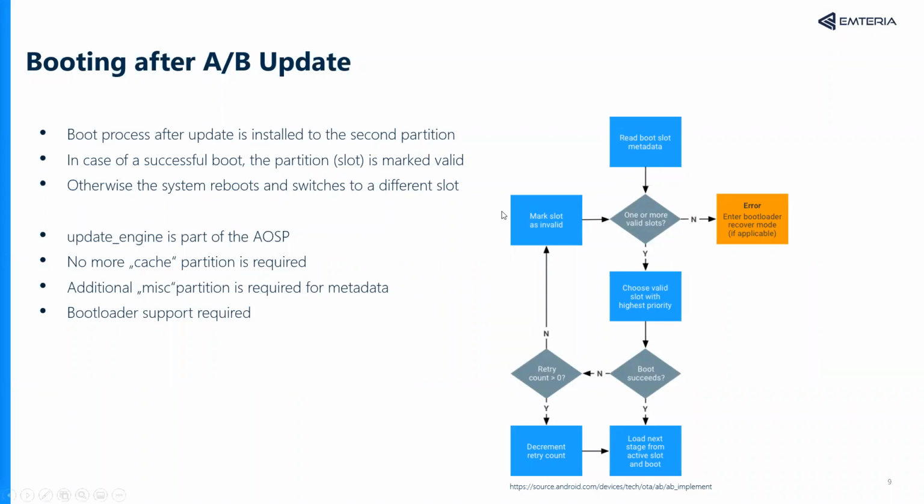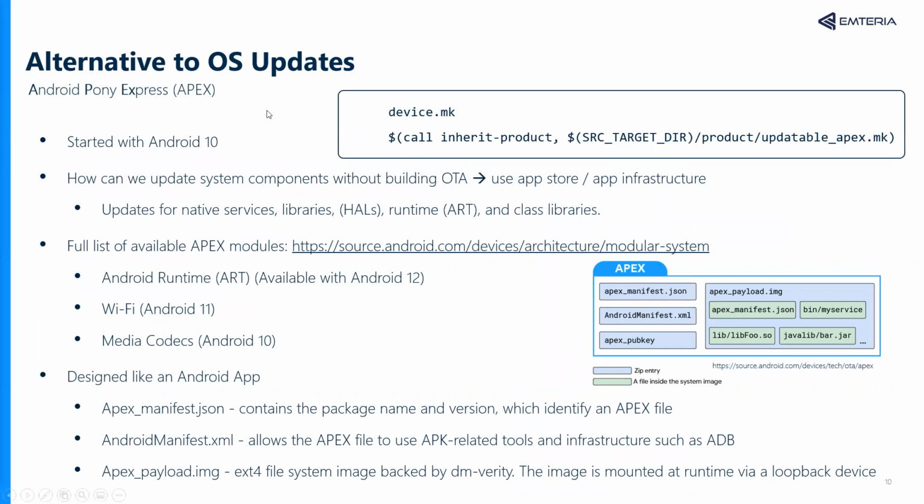So I will skip that as well. And I would like to show you one alternative. That's basically it. I would like to show one thing. Not sure how many of you know that already and heard about the Android Pony Express, which is called APEX. This is a new alternative from Google to basically update components without having the full system update. And this started with Android 10.